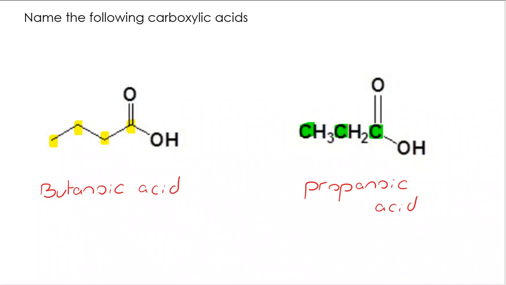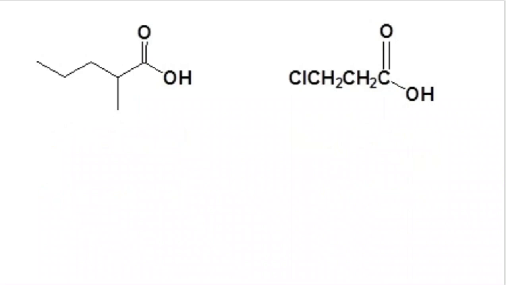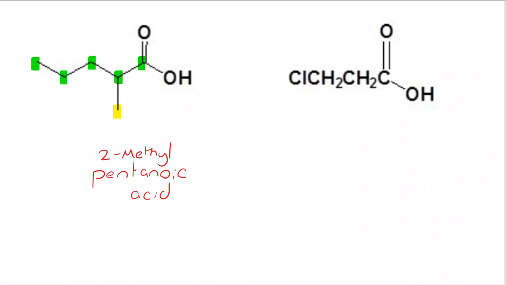Okay, moving on, let's take a look. Another skeletal formula here, and we have got 1, 2, 3, 4, 5 carbons in a row on this one, which means the name is based on pentanoic acid, but actually we've also got a methyl group coming off. The methyl is coming off the second carbon, which makes it 2-methylpentanoic acid.